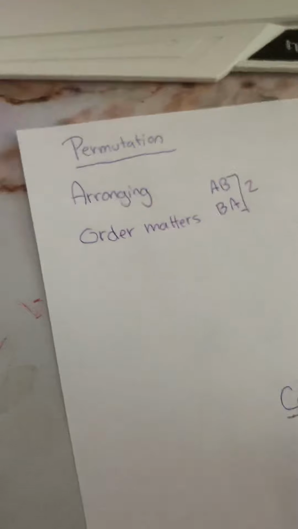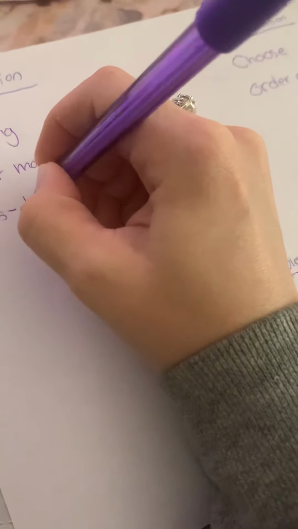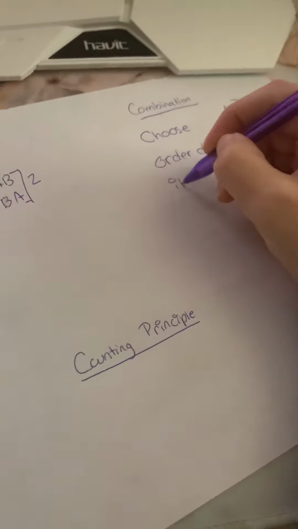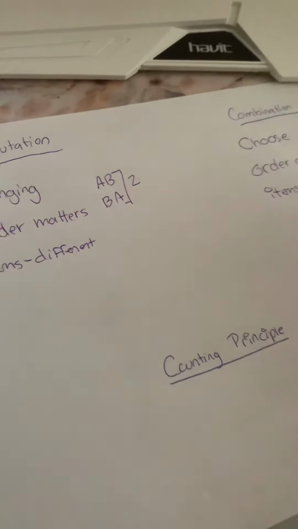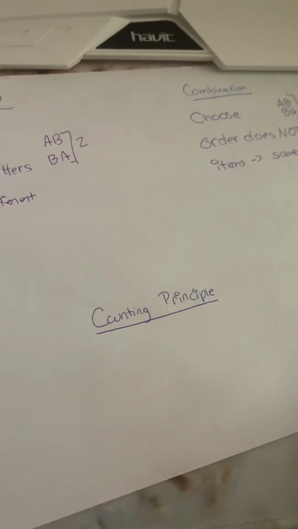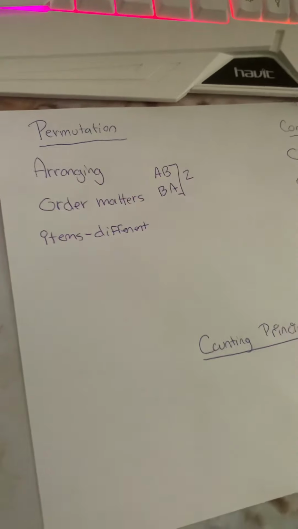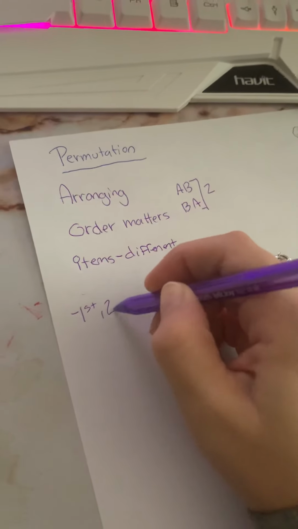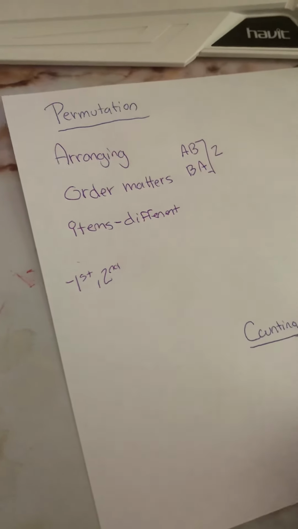One thing that can help you out is in a permutation, each item is different, right? But in a combination, items are treated the same, right? So if you're playing in a tournament for your sports team and you have first place, second place, third place, that would be a permutation because first place is different than second place.